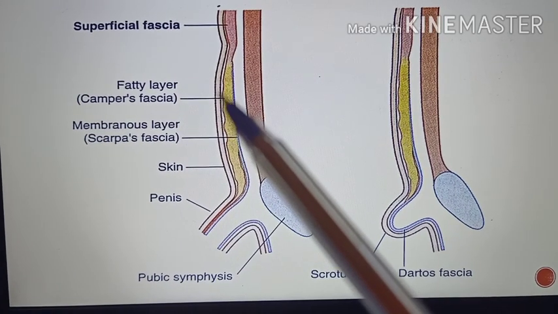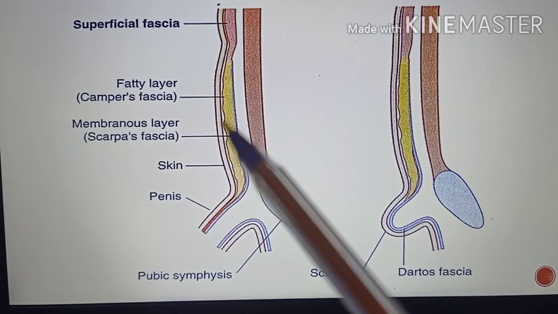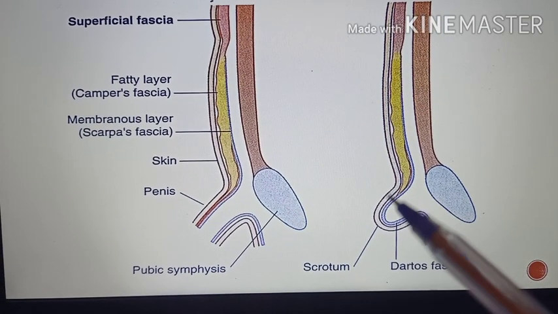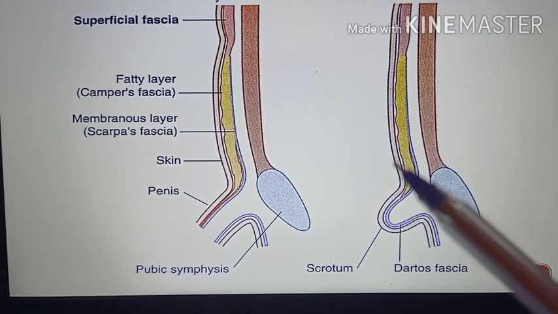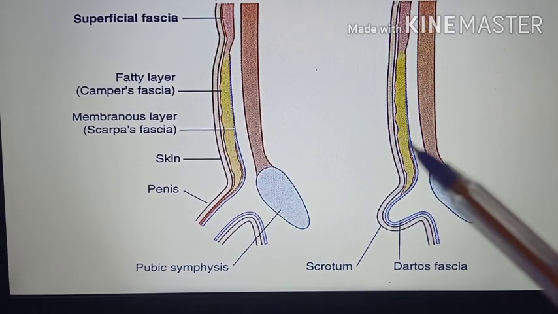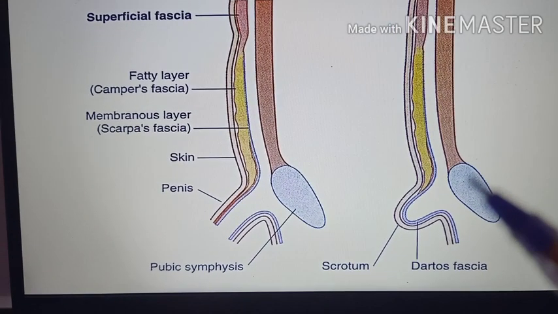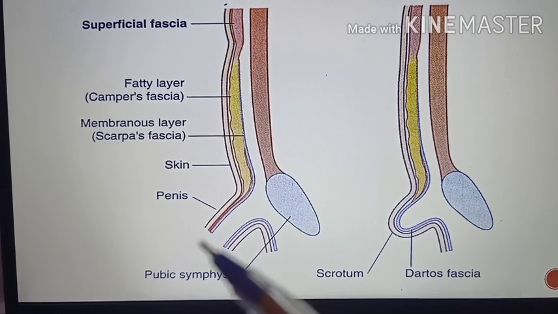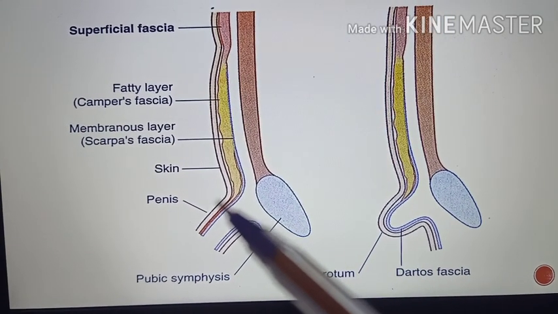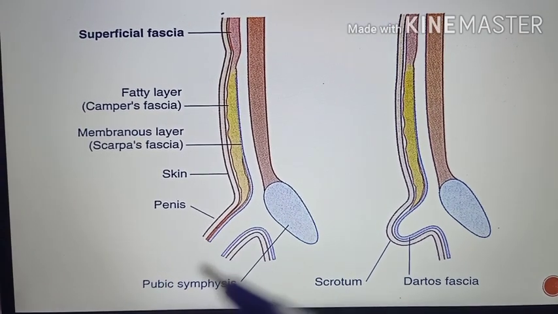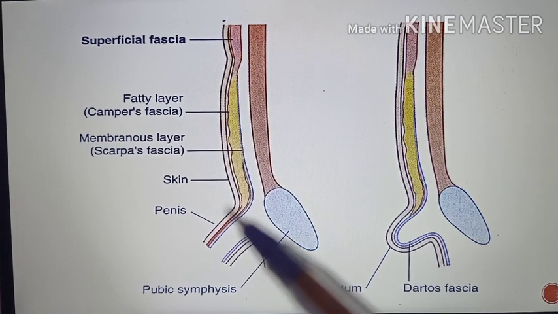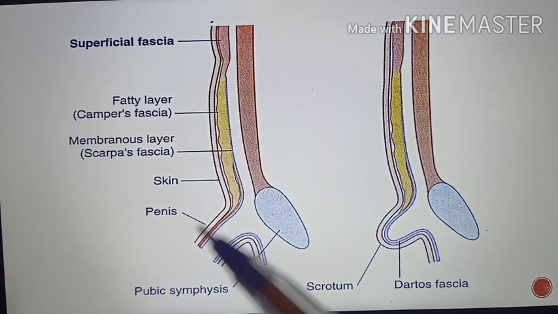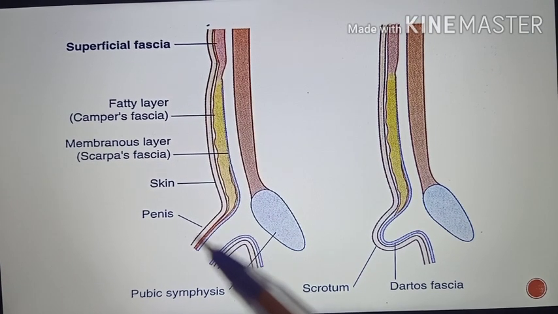Here this is the superficial fatty layer, whereas this is the membranous layer. This is just to show the scrotum. This is the superficial fatty layer, and behind it is the membranous layer. So in men, the superficial layer continues over the penis, is devoid of fat, and fuses with the deep layer of superficial fascia. Over the penis, the superficial as well as the deep layer fuse, and there is absence of fat over the penis.